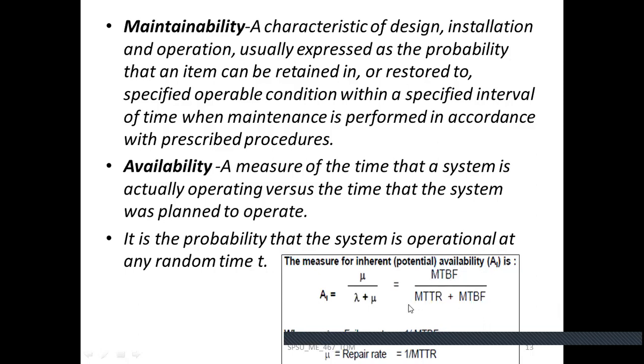So what is the meaning of lambda? Lambda is the failure rate and it can be calculated by 1 upon MTBF, and mu is the repair rate and it can be written as 1 upon MTTR. MTTR means mean time to repair.